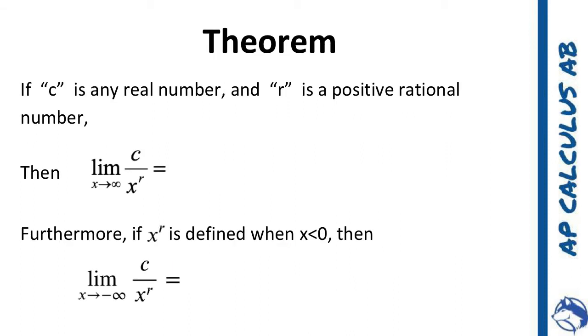So we also have a theorem here. If c is any real number and r is a positive rational number, then we have the limit as x approaches infinity of c over x to the r. And when we do that, we're going to end up with something that approaches 0, because as that x value is in the bottom, the bottom gets really, really large and the top is super small at this point. So no matter what, that approaches 0. Same thing if we went to negative infinity, it will also go to 0.